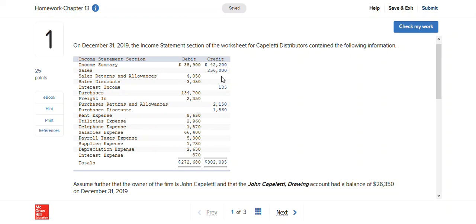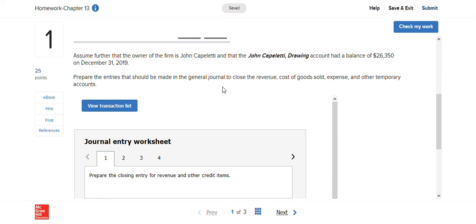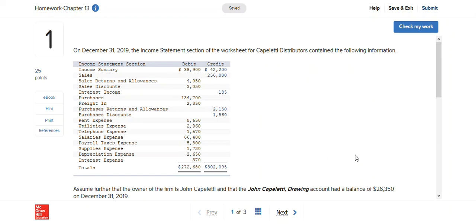For example, we have a revenue account of sales, which we've closed in the past. But this time we have sales returns and allowances and sales discounts. And those are a couple of accounts we're going to close that we haven't closed in the past. So let's just walk through these. The first entry, we're going to close revenue and other credit items, so that's fairly explanatory.